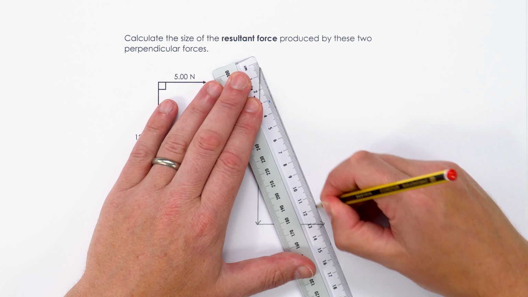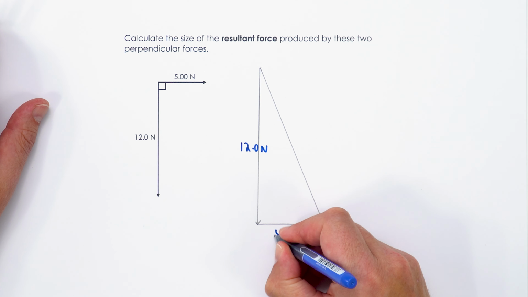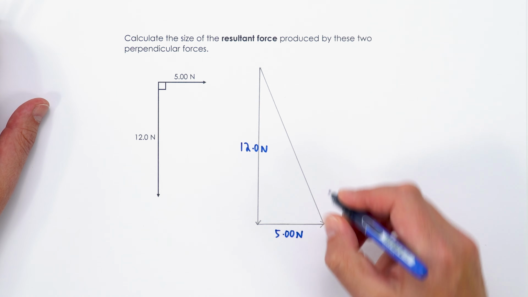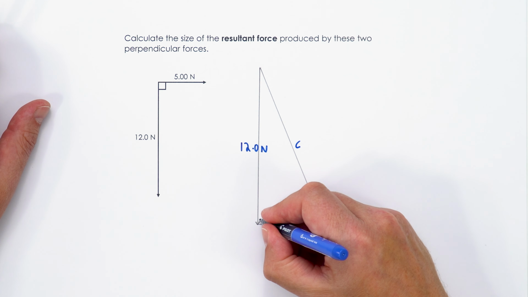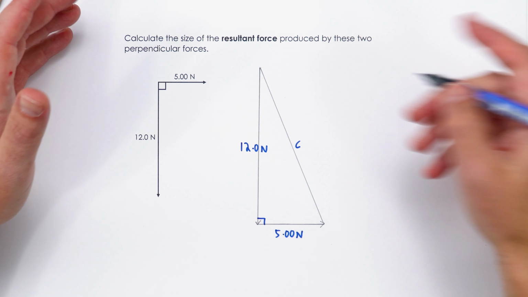Now we're going to look at using Pythagoras to solve this. So if I just label that as 12.0 newtons, this one as 5.00 newtons, and we want to know the length of this side of this right angled triangle. Now of course we know that a squared plus b squared is equal to c squared, which means that c is equal to the square root of a squared plus b squared.